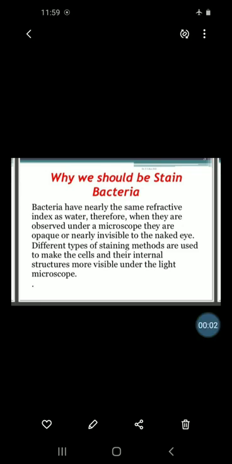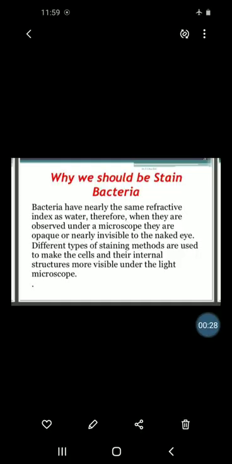Good afternoon, friends. In the last lecture, I discussed the composition of culture media, the physical requirements, the chemical requirements, and the different nutrients which are required for growth of bacteria. Today we will see the next unit, that is the second unit. In that, the first point is staining technique.